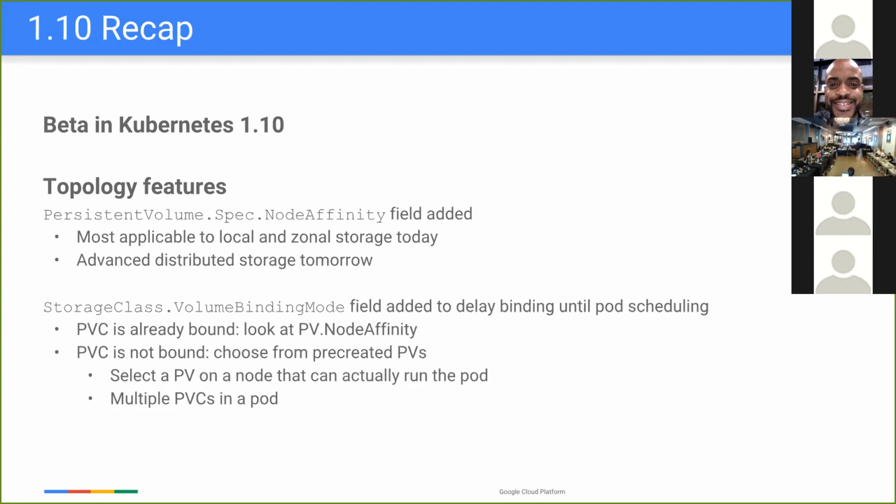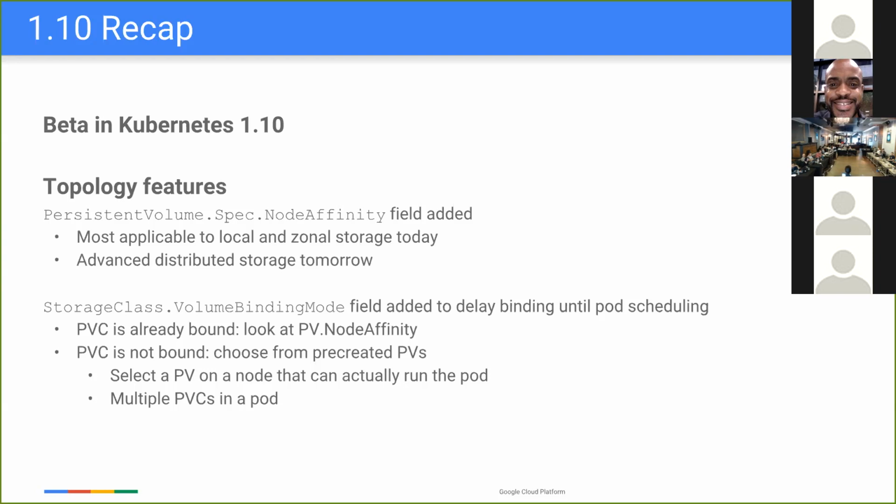So it handles two cases. First, if your PVC is already bound to a PV, that's the easy case. All you have to do is look at the node affinity on the persistent volume and evaluate it against the labels on the node to see if you can schedule that pod to that node. The harder case is if the PVC is not bound.